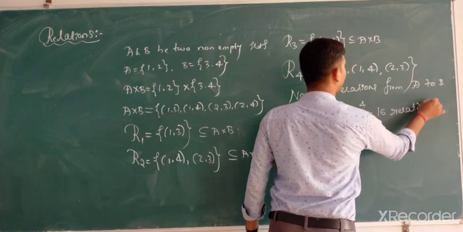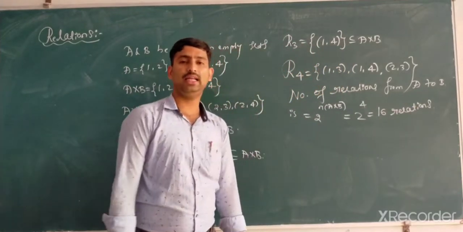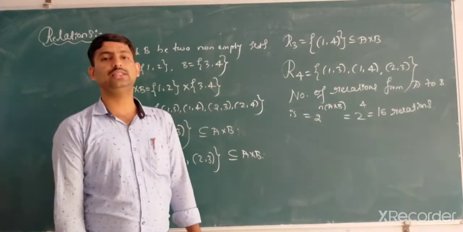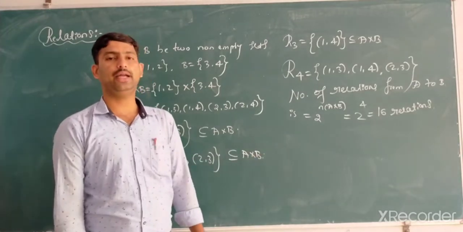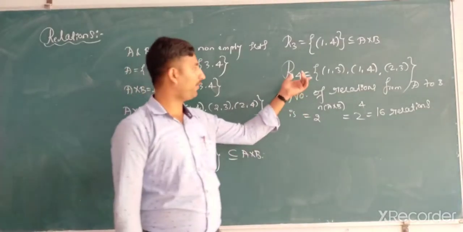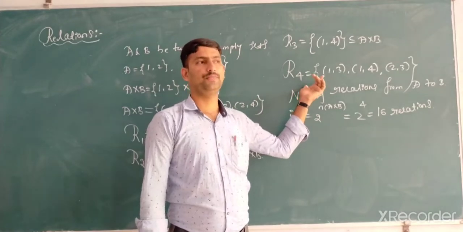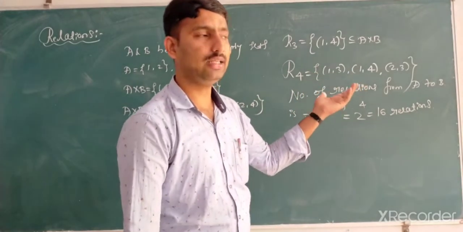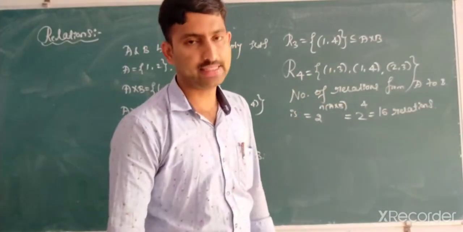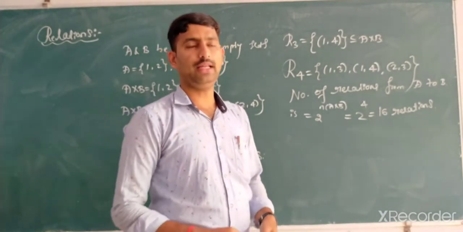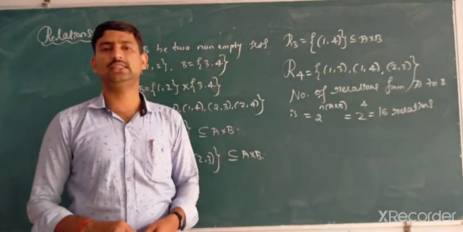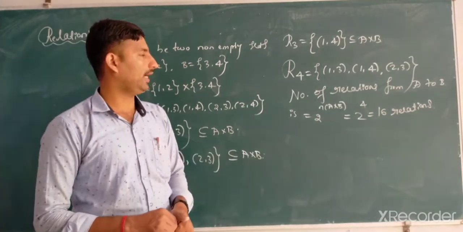How many relations can you write? There are 16 relations you can write. Out of 16, I have written only 4 relations. We will learn this concept in detail in the second year. There is the empty relation and some types of relations under that, which we can discuss.